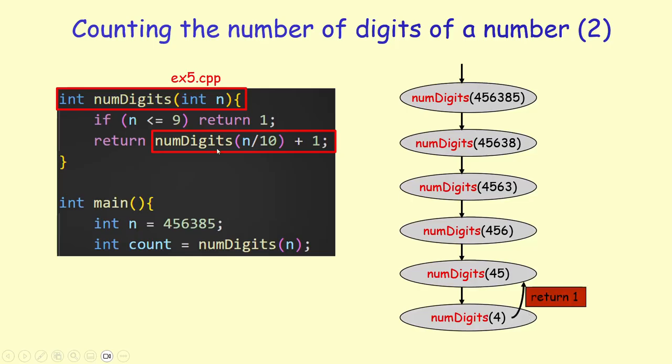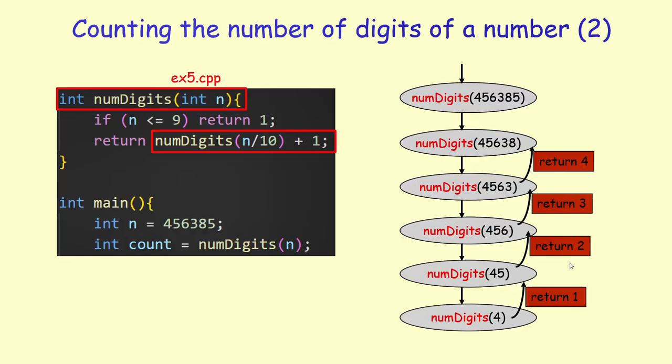And when I return from the recursion, I'm going to return to this step, and 1 plus 1. I need to add 1 to it because 5 is the other digit of 45. So it's going to be 2. When I return to the context of num digits 456, I need to add 1 to it. So it's 3. Then 3 plus 1, 4. 4 plus 1, 5. And 5 plus 1, 6.